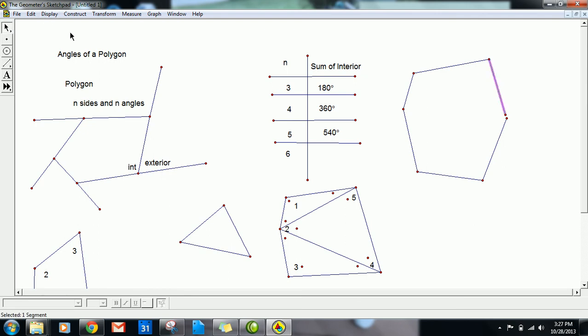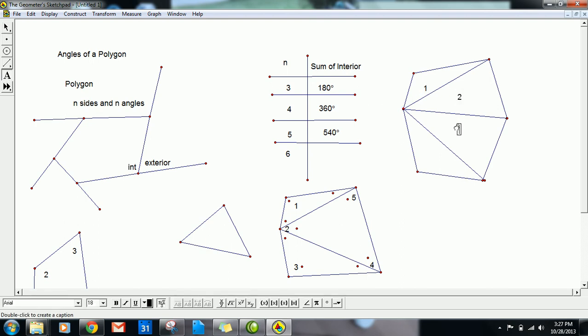Well, just as we have done with the other ones, we're going to cut it up into a number of triangles, right? How many triangles? 1, 2, 3, 4. So a 6-sided polygon, which we call a hexagon, gets cut up into 4 triangles: 1, 2, 3, and 4.